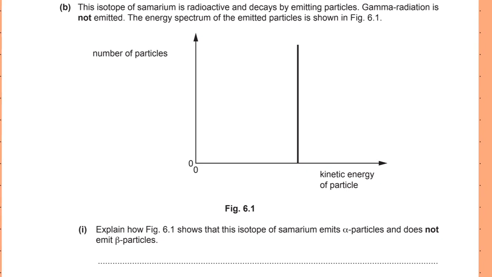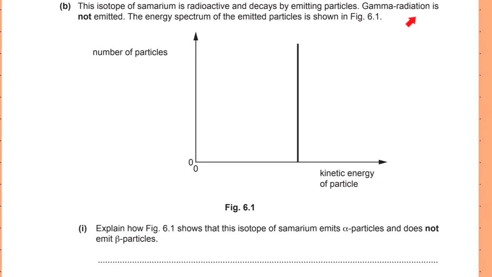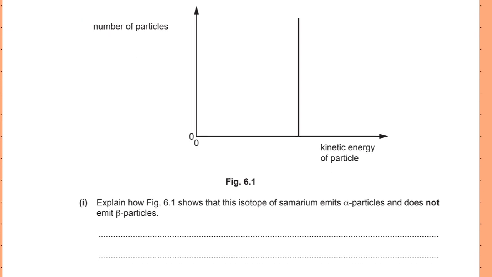This isotope of samarium is radioactive and decays by emitting particles. Gamma radiation is not emitted. The energy spectrum of the emitted particles is shown in 6.1. You have the number of particles and the kinetic energy of a particle, and you have to use this graph to explain how this emits alpha and not beta. This is related to the idea that for a certain nucleus, the alpha particles will have the same kinetic energy. If I talk about alpha decay, if I have some nucleus and that becomes another nucleus plus an alpha particle, the decay energy is shared between these two only.